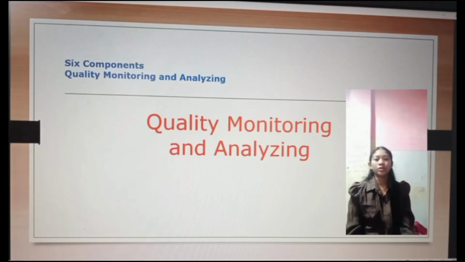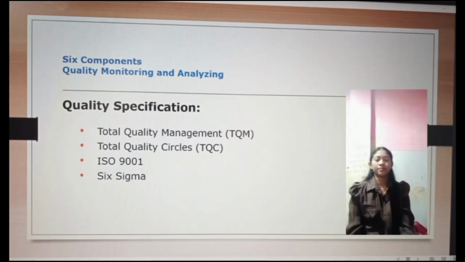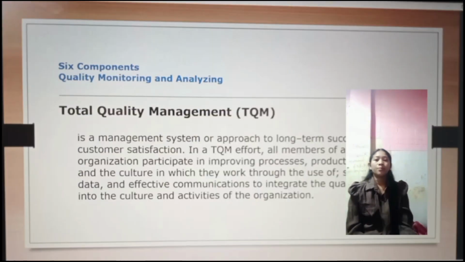Next, quality monitoring and analyzing. Quality specification, total quality management, TQM, total quality control or TQC, ISO 9001 and Six Sigma. Main topic, total quality management or TQM.